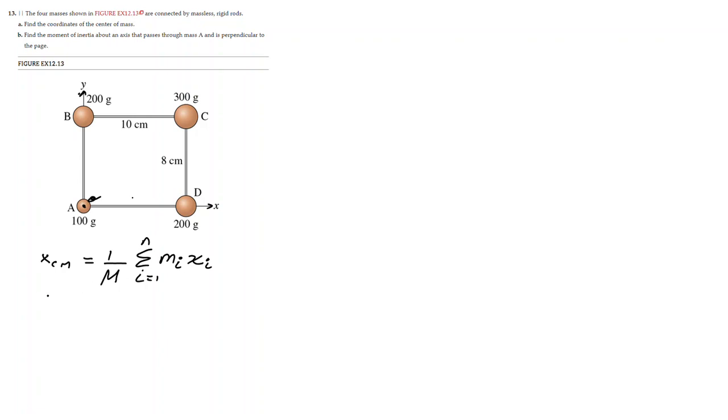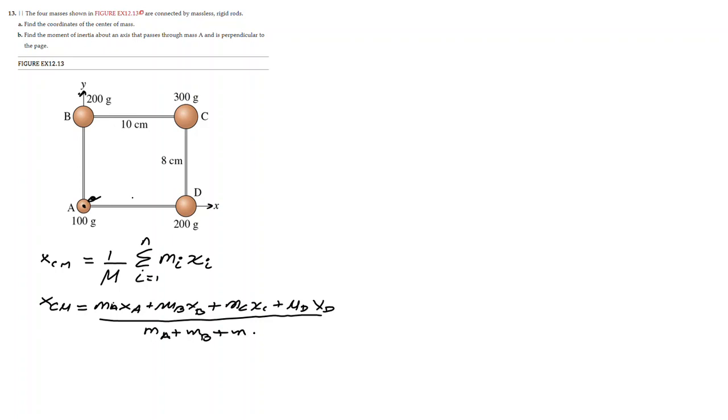So now when we write the equation for the different masses we have, the x of the center of mass would be mass A times x sub A, that means the distance from mass A to the origin, plus mass B times x sub B, plus mass C times x sub C, plus mass D times x sub D. All this divided by mass A plus mass B plus mass C plus mass D, right?